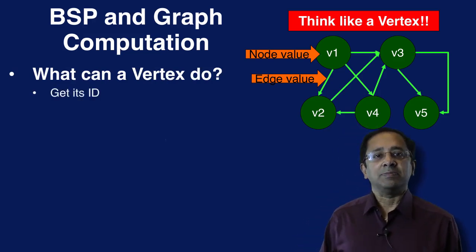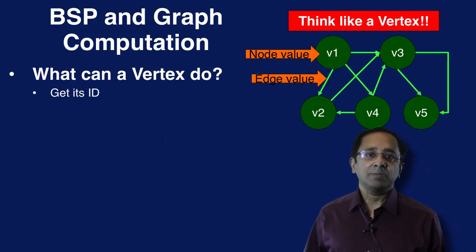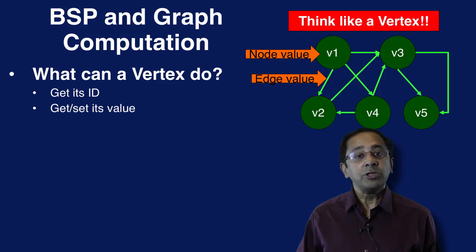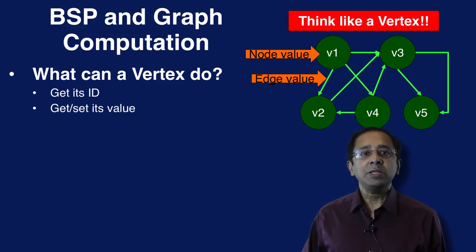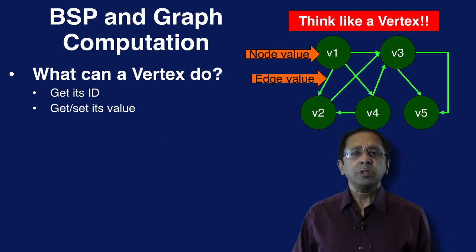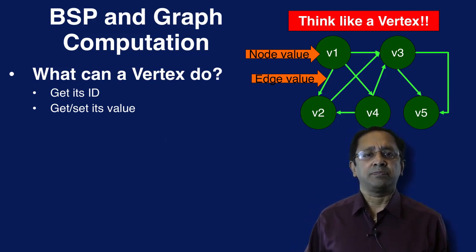The first one is easy. A vertex can find its own identifier. The second operation is to get or set the value of the node. This operation may be a little involved if the value is a complex data object. For our purposes, we will assume the value is a scalar.